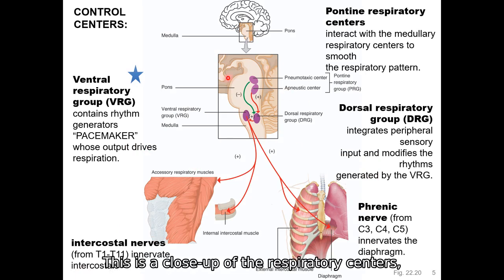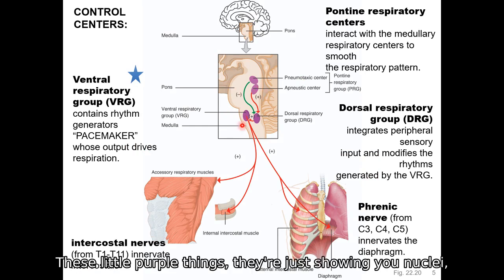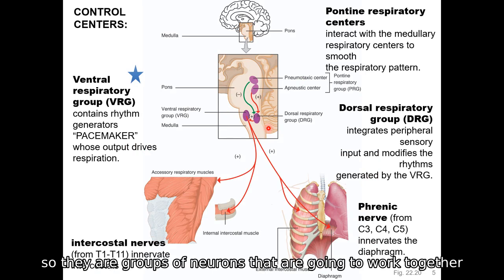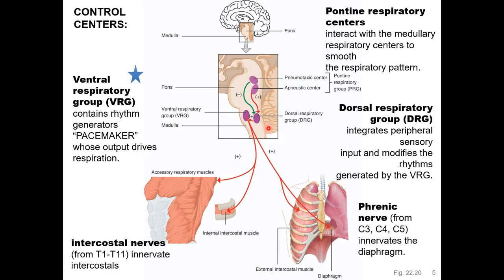This is a close-up of the respiratory centers. So we are in the brainstem. And so remember this bumpy part, so it goes midbrain, pons, medulla. These little purple things, they're just showing you nuclei. So they are groups of neurons that are going to work together for a particular function.